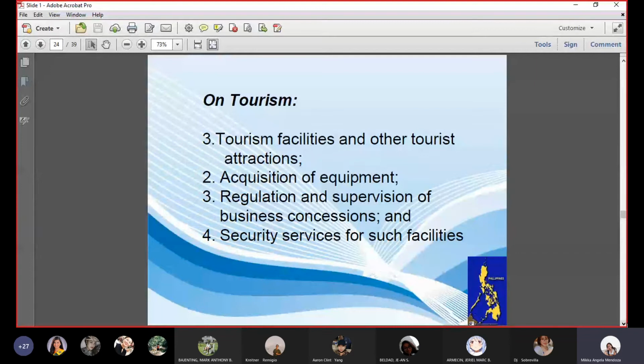So what they did was suspend the franchise of the coffee shop, and they closed it. They had to disinfect the place because of the many people who entered, so it was closed. So that's one example of the regulation and supervision of business concessions. Okay, the local government has the right to close down your business if you are not following their guidelines or their resolutions.